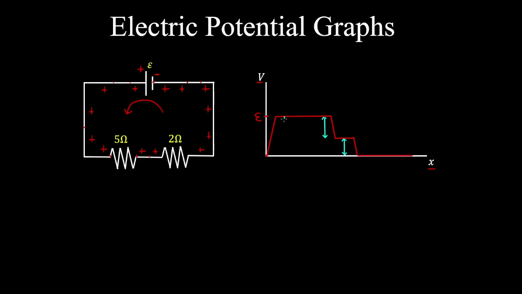So the increase in electric potential due to the electromotive force is equal to the net drop in voltage across those two resistors, in accordance with Kirchhoff's loop rule, being a consequence of the conservation of electric energy.